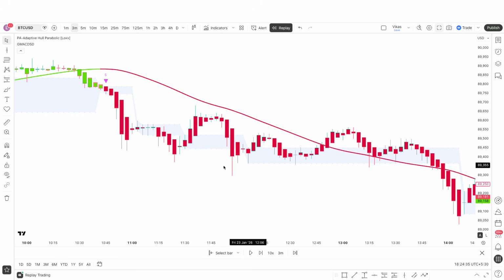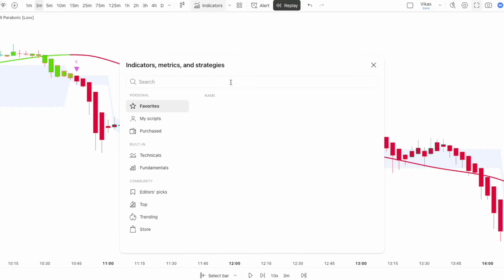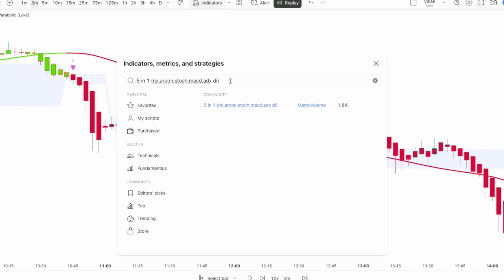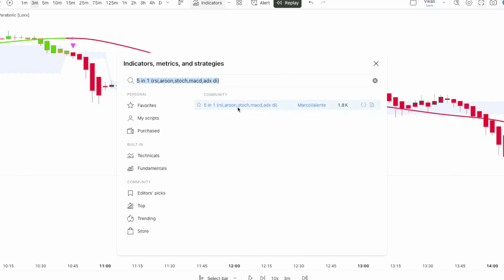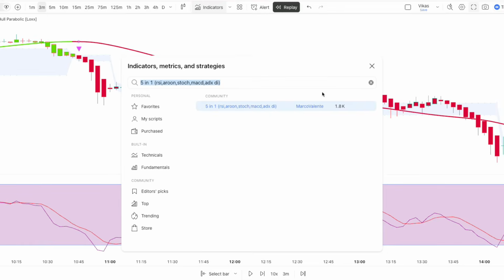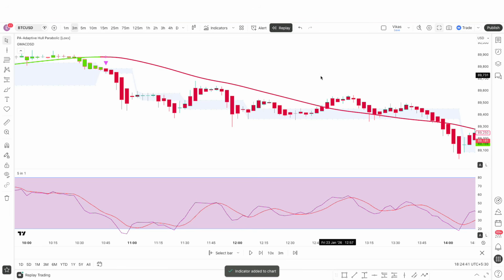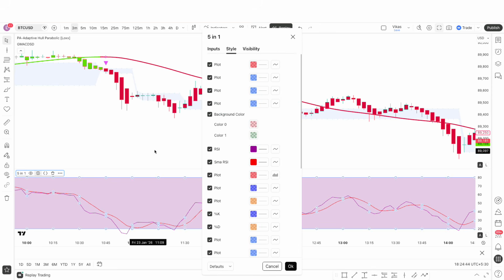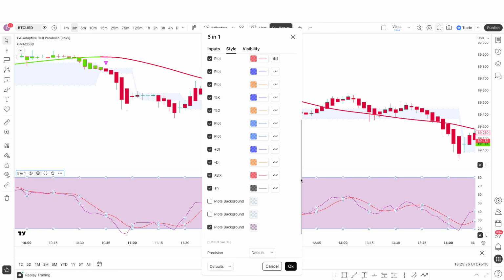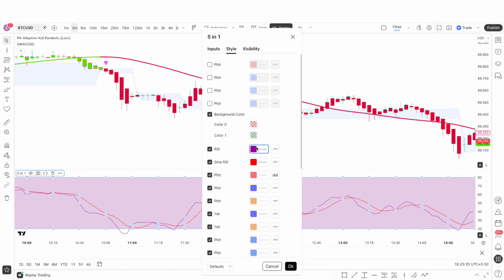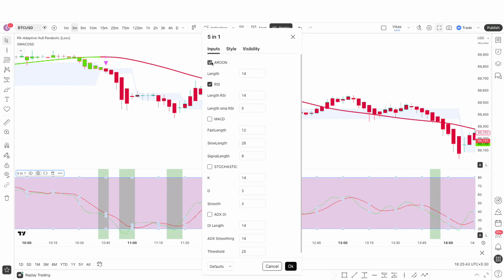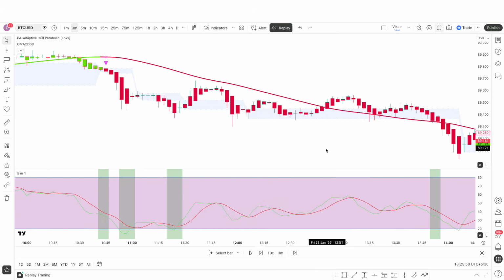Click OK. Now we'll add one more indicator to make this strategy more powerful. Let's search in the indicator search for 5-in-1 RSI, Arun Stoch, MACD, 8XDI, and select this one called 5-in-1 RSI, Arun Stoch, created by Marco Valente. Now let's access the settings of this indicator so we can modify it to suit our strategy. We have to keep these options hidden. We change RSI color, purple to green, and we have to keep these options clicked. And here everything is fine after that. Click OK. Now our setup is ready.